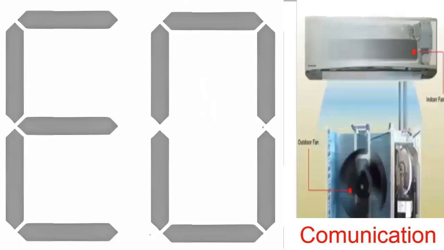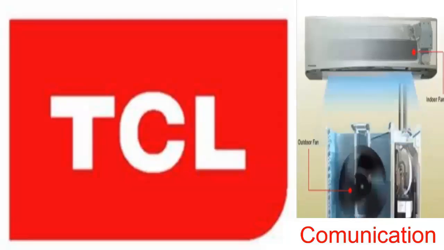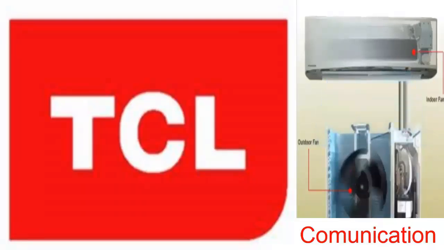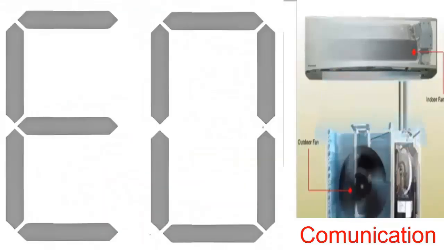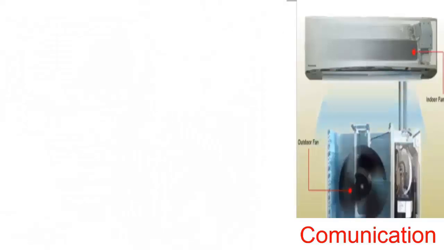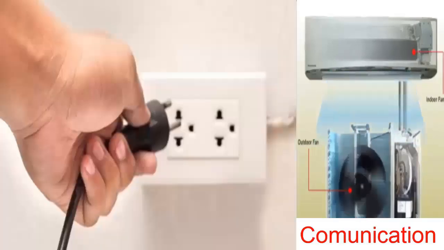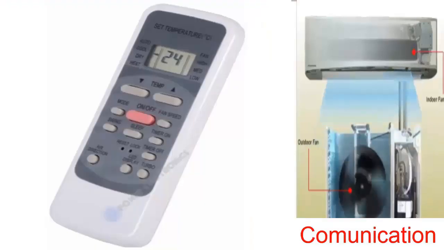The error codes E0 and E5 in TCL air conditioners are usually related to a communication failure between the indoor and outdoor units. Here is the procedure to troubleshoot this problem. 1. Turn off and unplug the unit, then plug it back in and turn it on after a few minutes to see if the error code disappears.